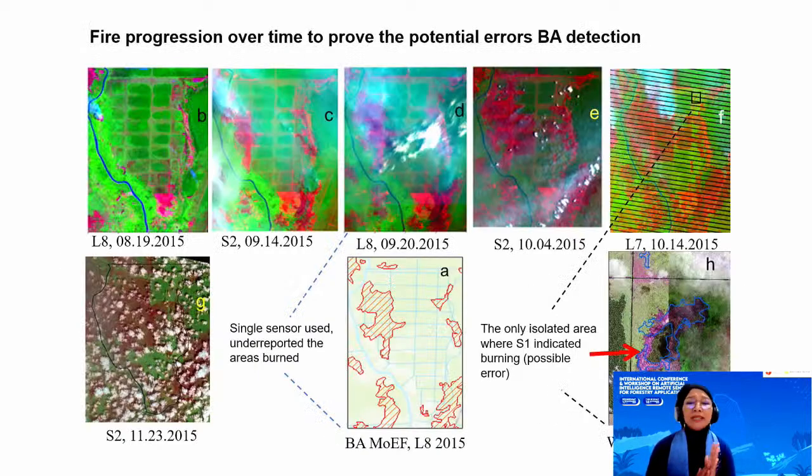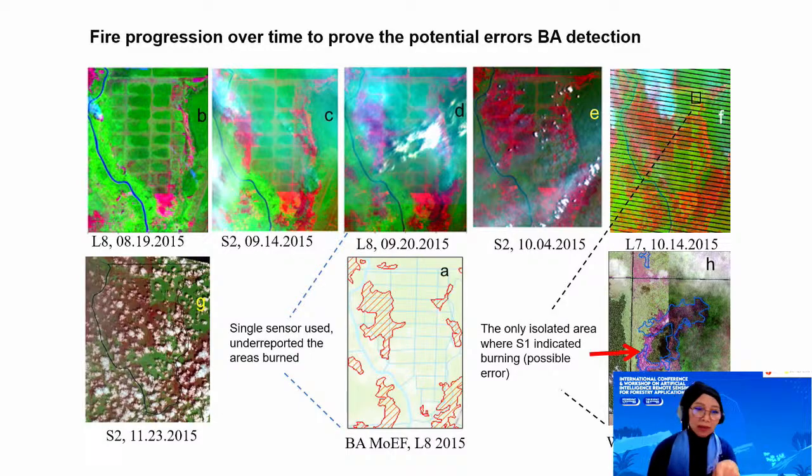Here are the images of Landsat 7, 8, and Sentinel 2 from the early burning season until November 2015. All images are displayed in RGB composite surface reflectance bands with image enhancement to accentuate burn locations. In general, the dark red or magenta shows burn scars in the Landsat and Sentinel 2 images. Here we want to emphasize that relying on single sensors, as has mainly been used by the Indonesian authority, may lead to underreporting.